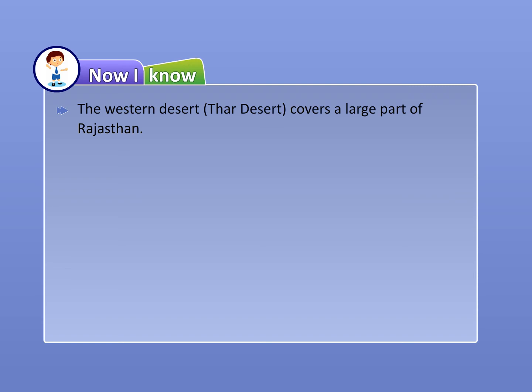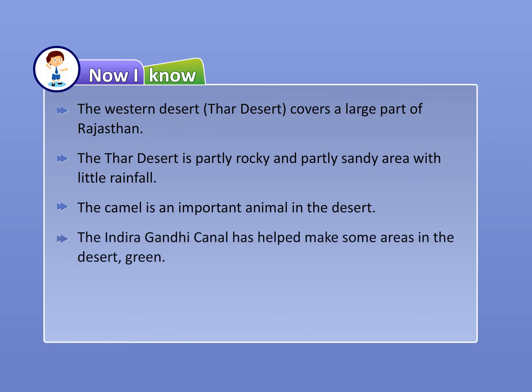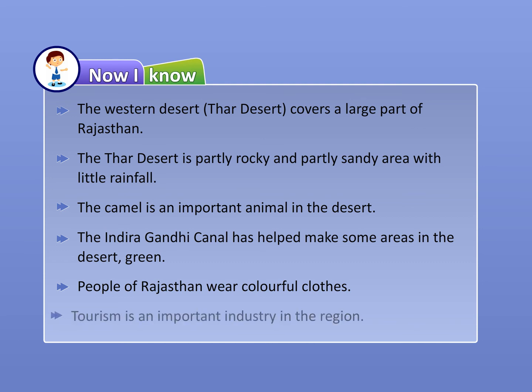Now I know. The Western Desert, Thar Desert, covers a large part of Rajasthan. The Thar Desert is partly rocky and partly sandy area with little rainfall. The camel is an important animal in the desert. The Indira Gandhi Canal has helped make some areas in the desert green. People of Rajasthan wear colorful clothes. Tourism is an important industry in the region.